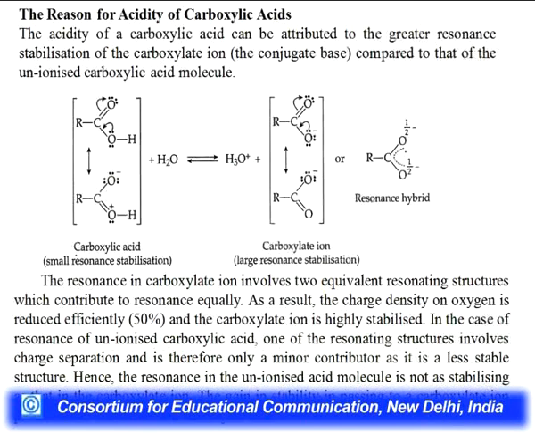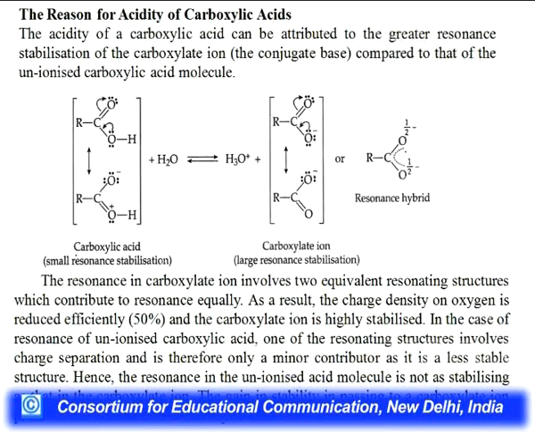The reason for the acidity of carboxylic acid is a very important point to discuss. The acidity of carboxylic acid is due to the resonance stabilization of the carboxylate ion. How does it form? The acidity of carboxylic acid can be attributed to the greater resonance stabilization of the carboxylate ion, or we can say conjugate base, compared to that of the unionized carboxylic acid molecule.